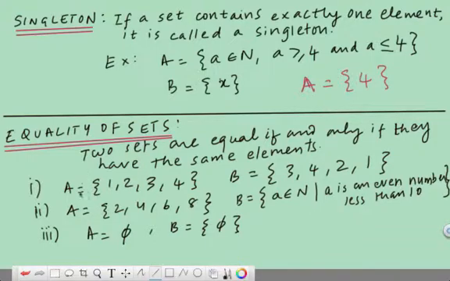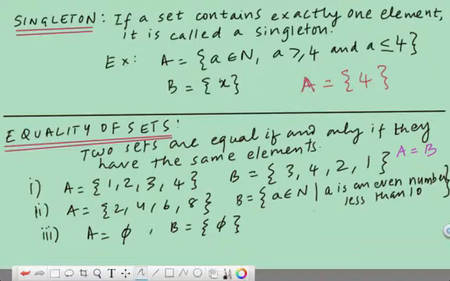The first one, here we have a set A equal to {1, 2, 3, 4} and set B is {3, 4, 2, 1}. If you observe closely, they are exactly the same numbers, just the order of the numbers is different. So these two sets are equal because they have exactly the same numbers. So A equal to B.